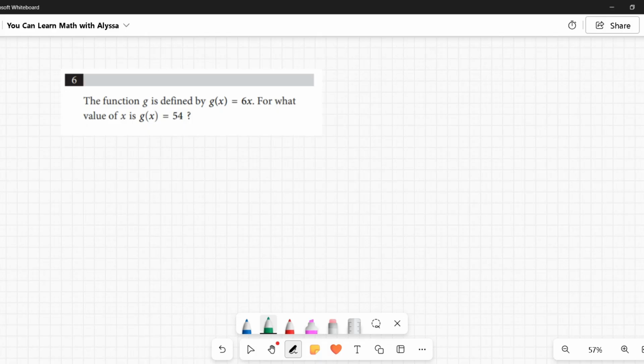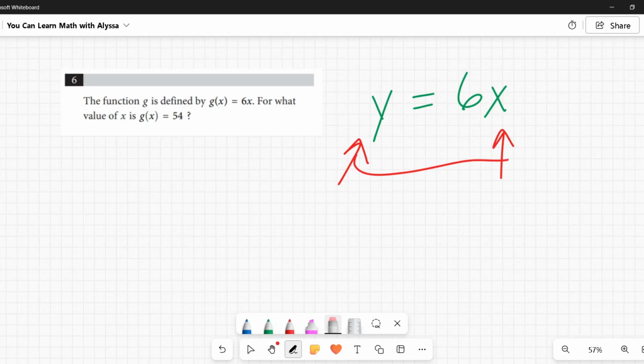When we start with graphing, things like, say, y equals 6x, they're equal in the sense that I can plug in y and solve for x, and I can plug in x and solve for y. Now, while we can also solve for both variables in a function, the flow of it is different.